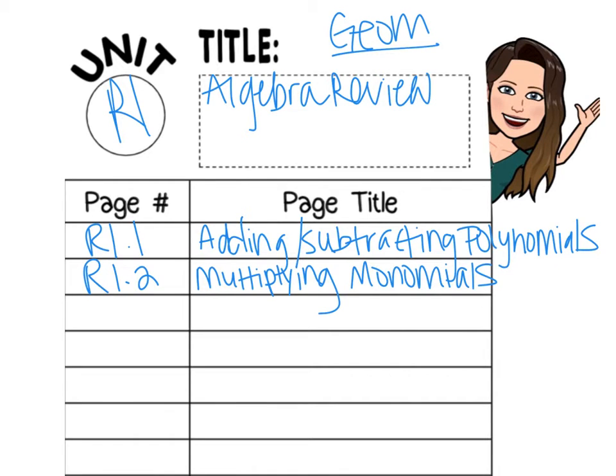Hey guys, go ahead and get out your unit title page, and we are on lesson R1.2, which is multiplying monomials. So back in March, this is where we left off. We were starting to multiply polynomials together, and I just want to make sure that y'all know how to do that really well, because this is one of those big skills in algebra that you have to know how to do. So take a few seconds to write that down, and then go ahead and turn to your notes page.